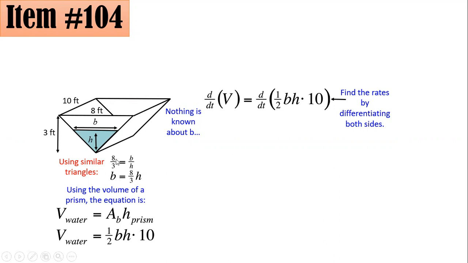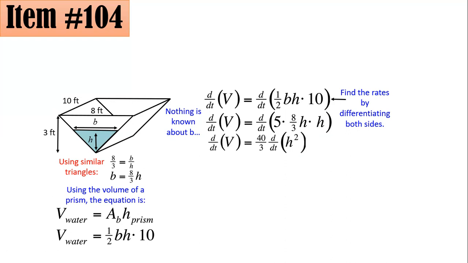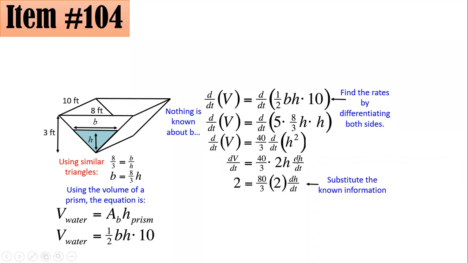So from here, multiplying both sides and solving for b, it becomes 3b equals 8h, and with that, b is equal to 8/3 h. So we will replace this b with 8/3 h. Substituting, we have 1/2 times 10 which is 5, times 8/3 h times h, which becomes 40/3 h squared.